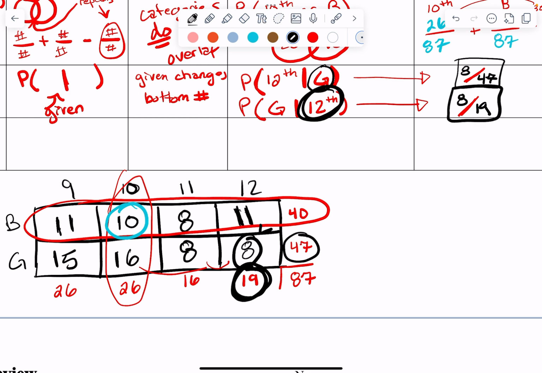Okay? So you start with your given. I start like from the back and work to the front. I start with the given. The given is the new bottom number, that type of thing. Okay? So there is that.